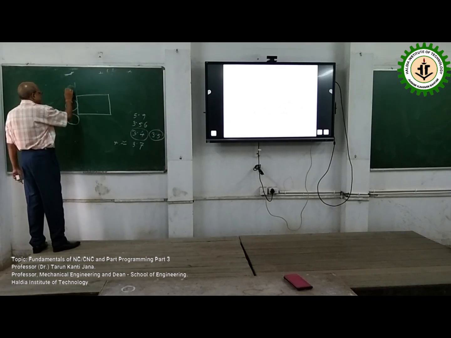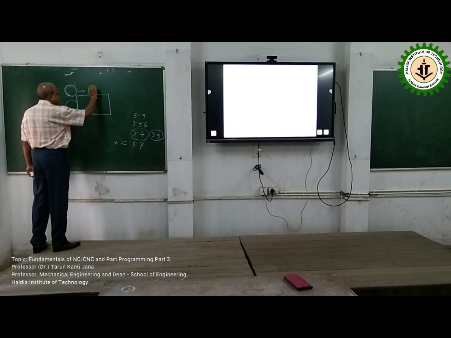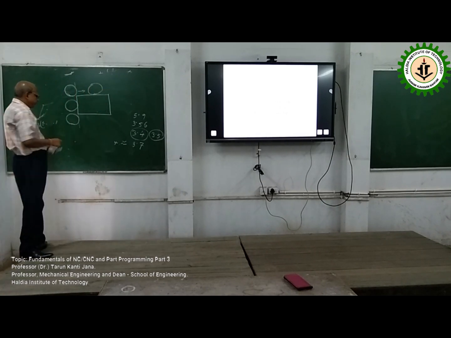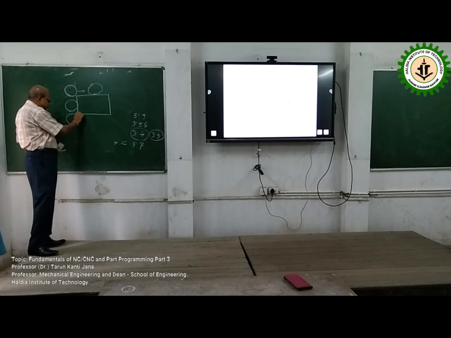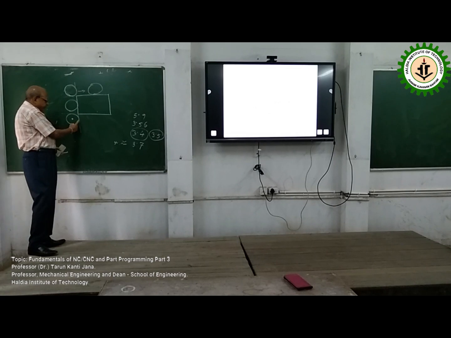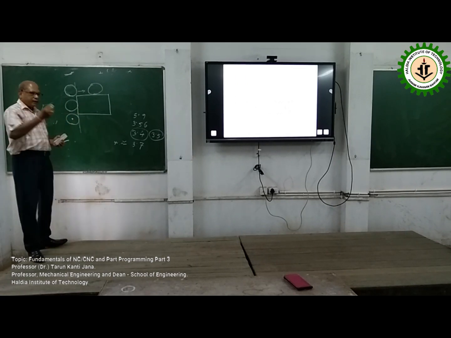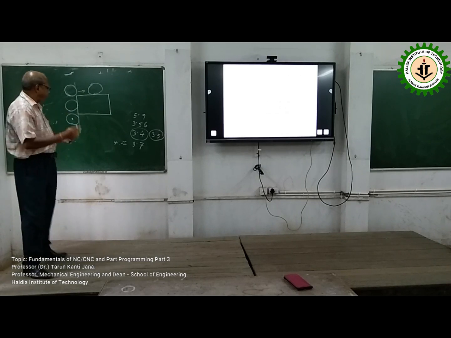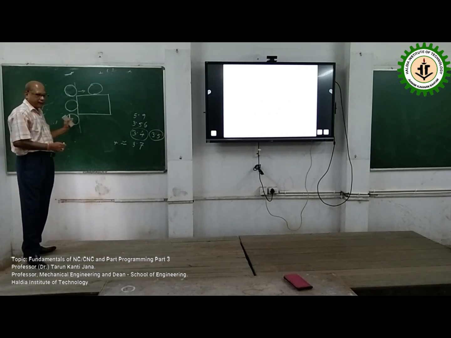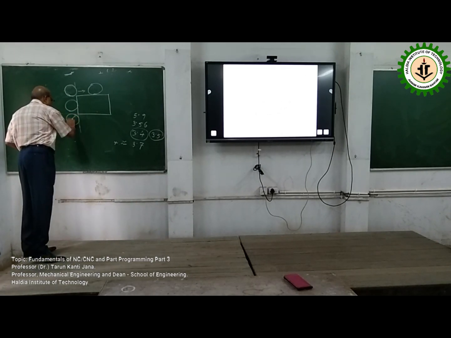Anyway, it will move like this. Likewise, it will keep moving. So it is so placed. The cutter center is so placed that this surface, that is the finished surface, should always be tangent to the cutter. Now, suppose this is the initial diameter cutter, maybe 40 millimeter.